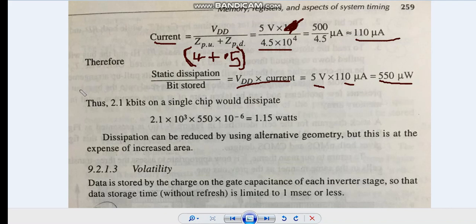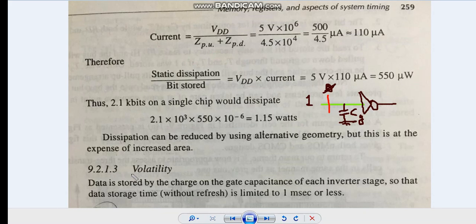We have calculated 4 cross 4, so this stores 2.1 kilobits on a single chip. How much would it dissipate? This is for 1 bit, so for 2.1 kilobits we just multiply these values. Finally it is dissipating 1.15 watts. That much power is dissipated whenever we store 2.1 kilobits of data.